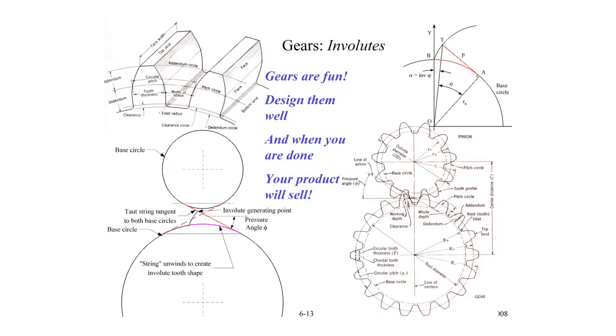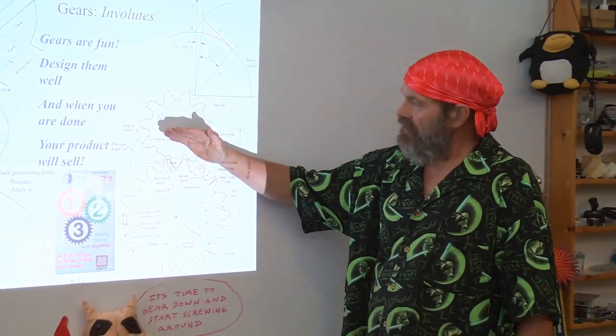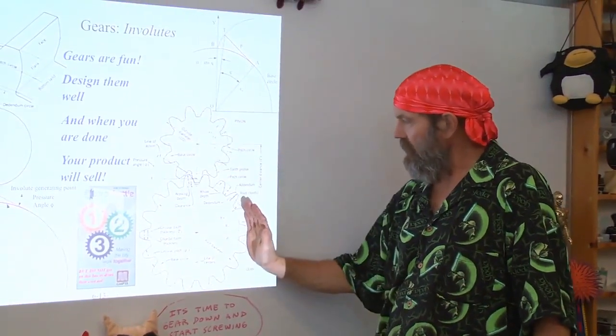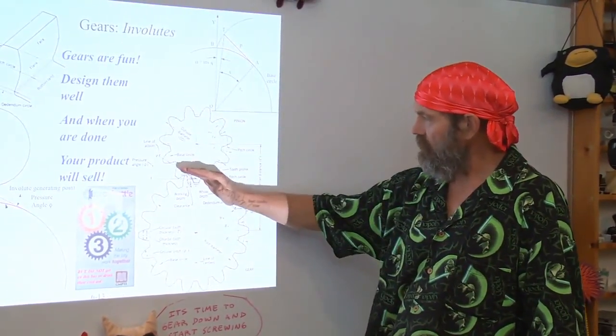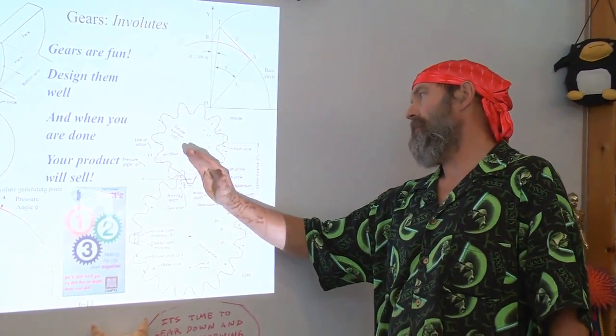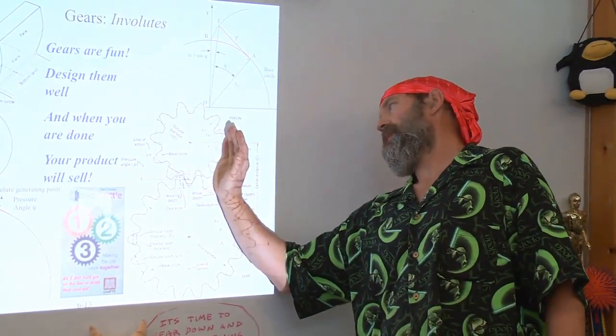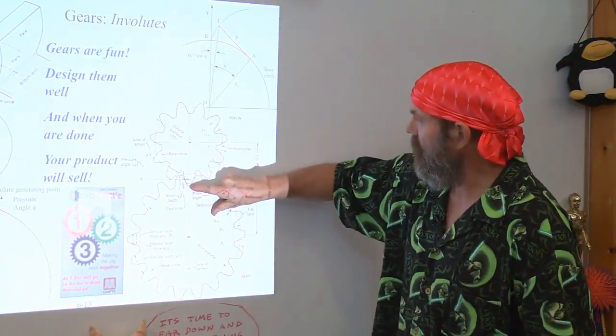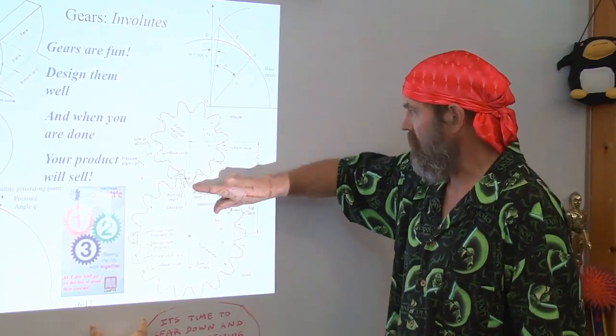Okay, so gears are fundamentally based on something called the involute shape. The involute shape is achieved if you take a piece of string wrapped around a circle, and as you unwrap the string, if you were to hold a pen on it, it would trace out the shape of this arc of this tooth.